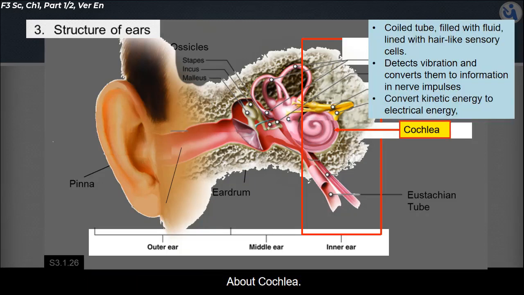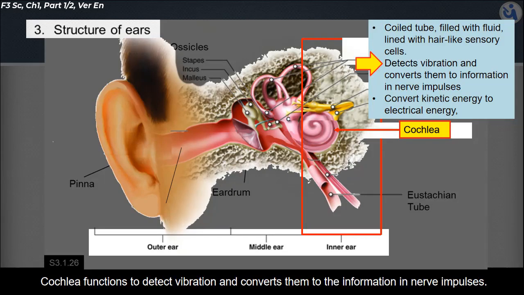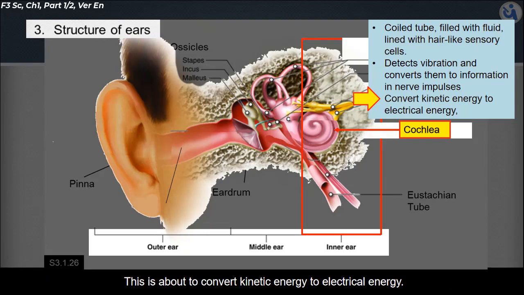About the cochlea. The cochlea is a coiled tube, filled with fluid, and lined with hair-like sensory cells. The cochlea functions to detect vibrations and convert them to information in nerve impulses. This is about converting kinetic energy to electrical energy.